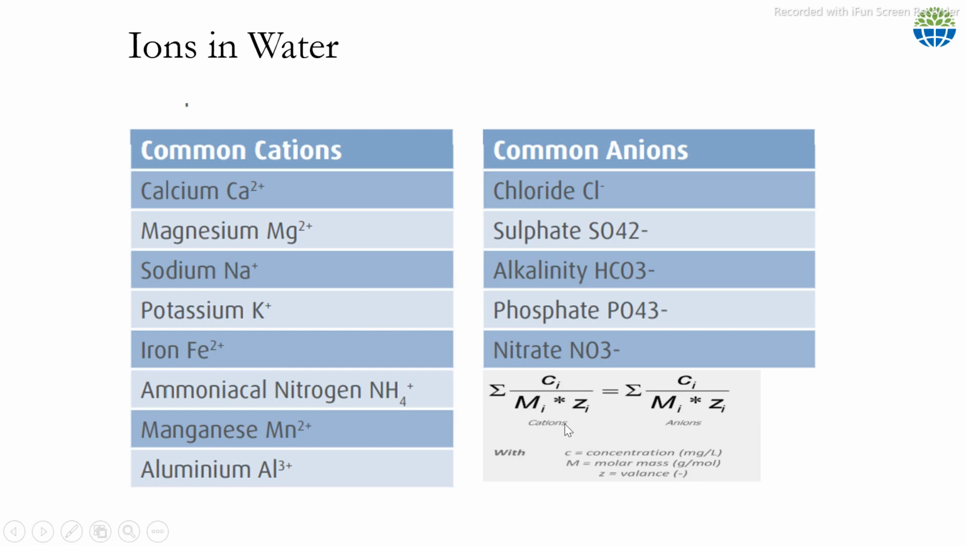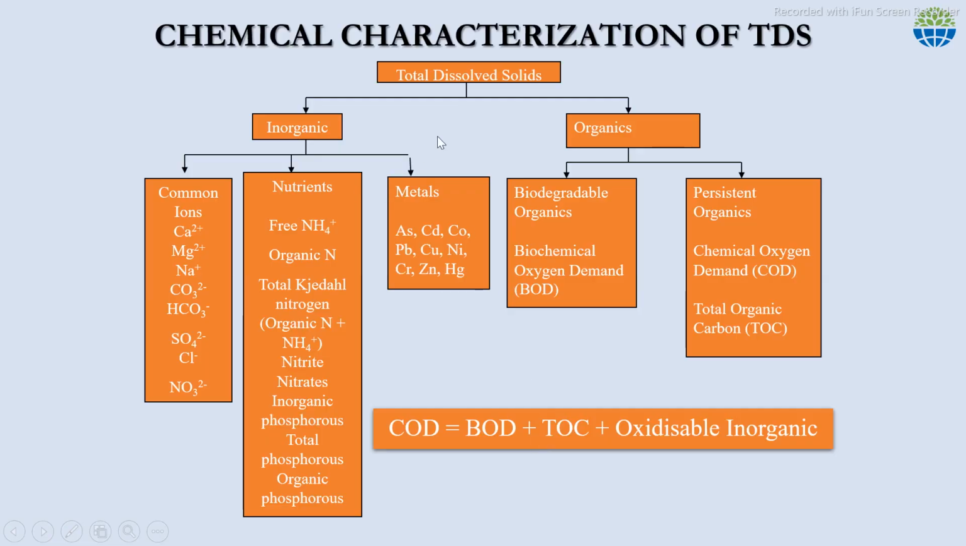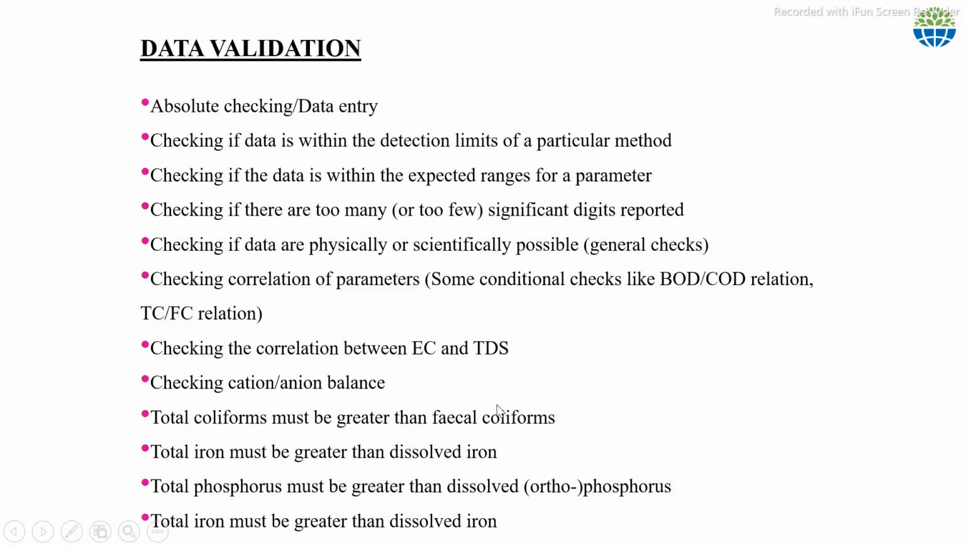By a manual method, you can utilize this formula: the summation of all the cations should equal the anions, right? And for chemical characterization of TDS, some relations are there: COD should be equal to BOD plus TOC plus oxidizable inorganic. So this formula can also be utilized for a validation check. Data validation includes checking if data is within the detection limit of a particular method, checking if the data is within the expected range of a particular parameter, checking if too many significant digits are reported, and checking if data are physically or scientifically possible.